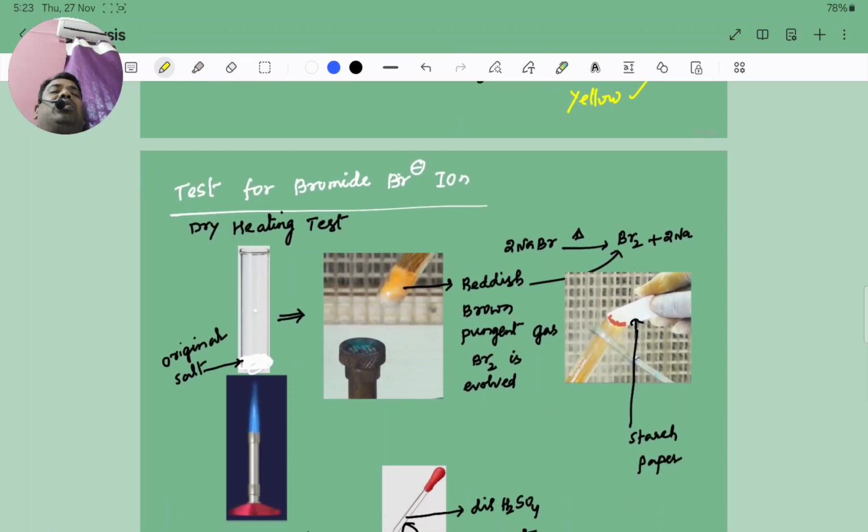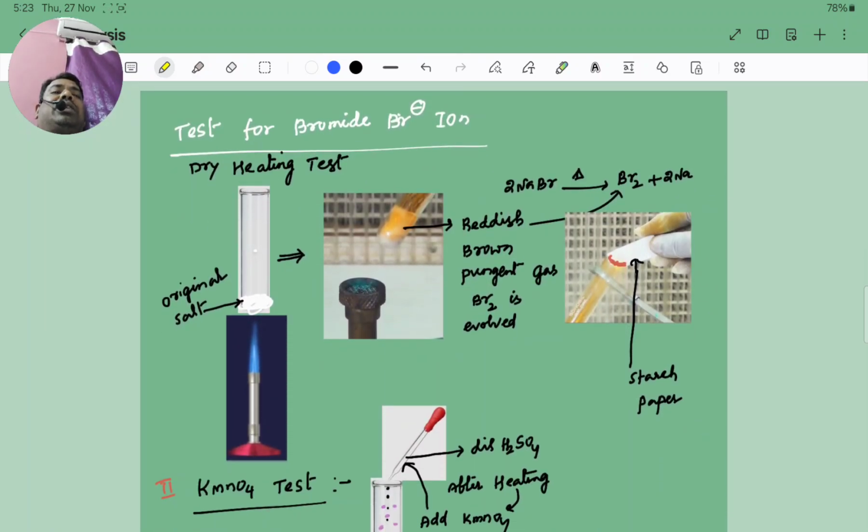Now next we will move to the bromide test, student. This is the test for bromide. Same, student, preliminary test and confirmatory test. So now for the preliminary test we are using a dry heating test. Same, student, take a clean and dry test tube, add original salt, then start heating. After heating, it will produce a reddish brown pungent gas that indicates bromine is evolved.